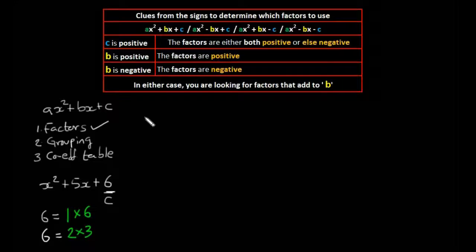Looking at the above table, the constant c, which is 6, is positive, and b, which is 5, is also positive. Hence, both factors are positive. 2 times 3 is equal to 6, which is the constant c, and 2 plus 3 equals 5, which is the coefficient of x, b.